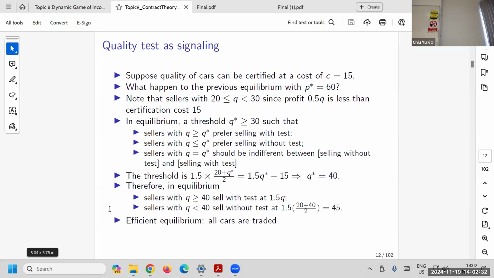So the first idea is, if your car quality is 20 to 30, because it starts from 20, it's less than 30, and the profit of certifying only gives you 15% of the quality. So 50% of 30 is less than 15, so you will not do any certification. Okay. And now let's start from 30 onward.